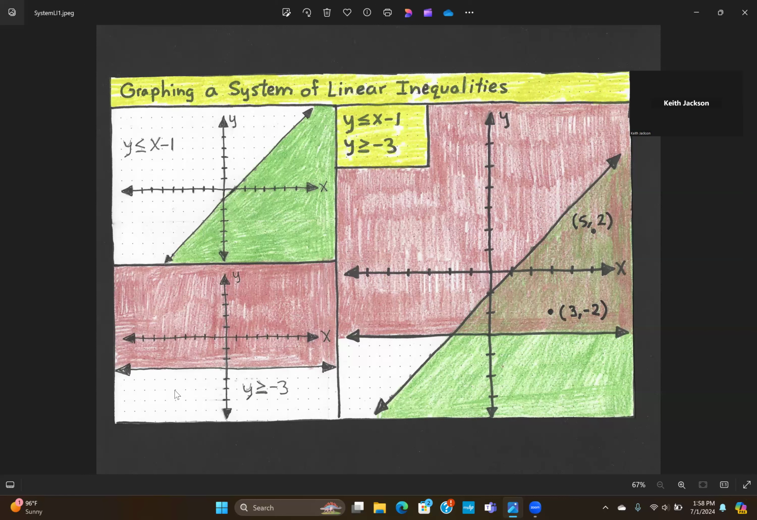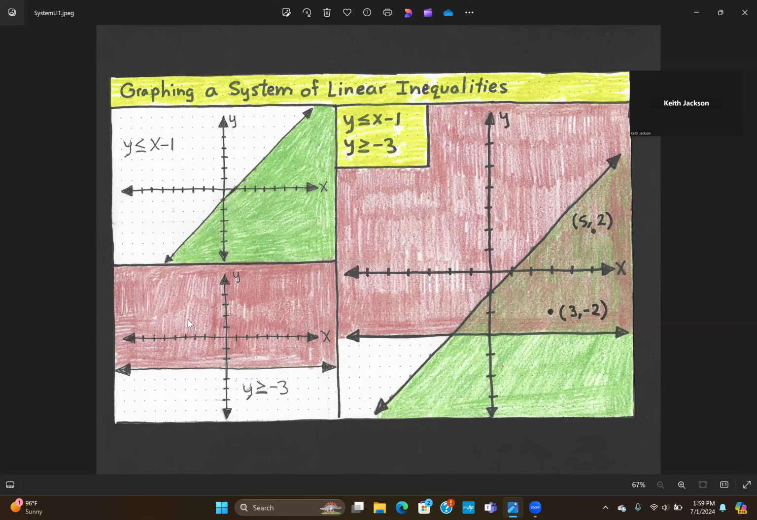We can make it a solid line, and then we can go back into our minds and say, okay, this is y is greater than or equal to negative 3. And so we have to shade everything red, and remember the red includes the line as well. So we're going to shade everything above the line, keeping in mind that we're including the line as well. And so we're shading everything above here red.